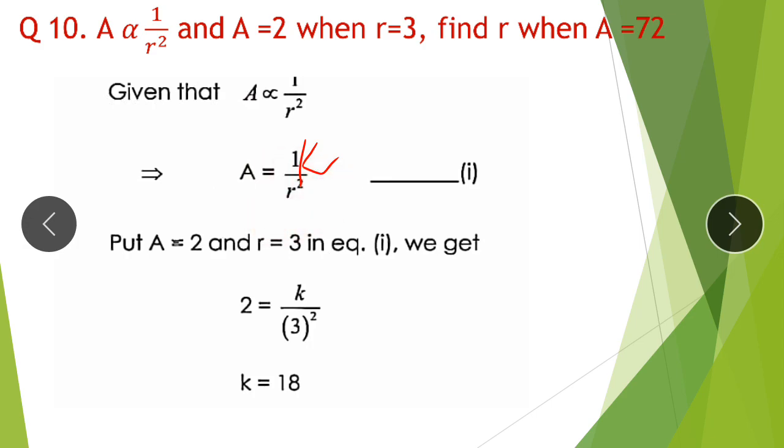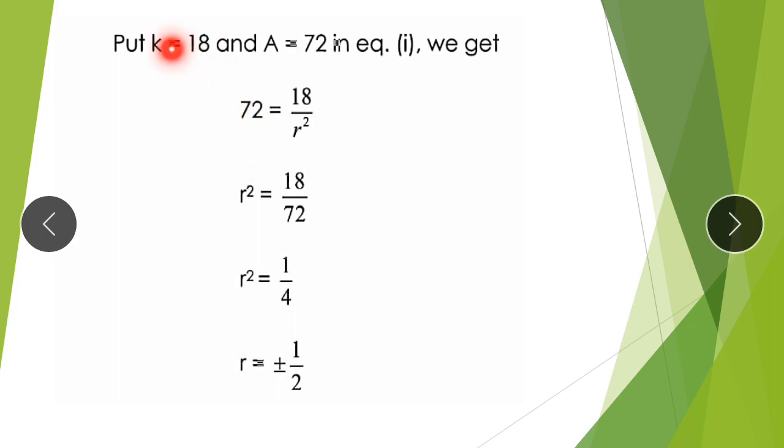So if all of these terms are present in this equation 1, let's put the values here and we can find the value of r. A is equal to 72, k is equal to 18, and r square as it is here. Since you are going to find the value of r, r should be on this side of the equation and the constant terms or numbers on the other side.